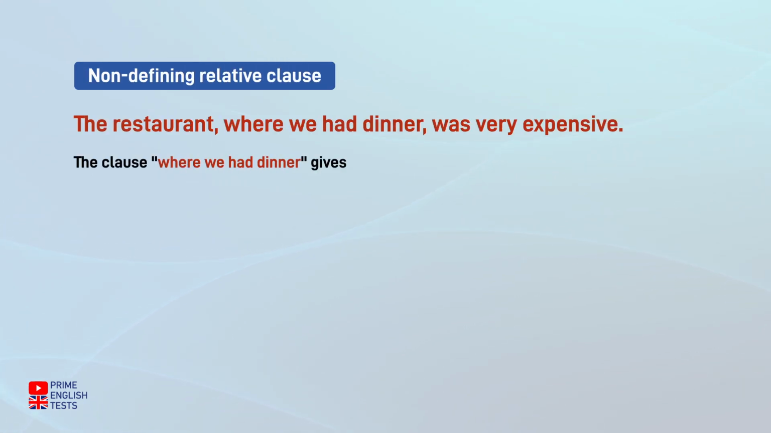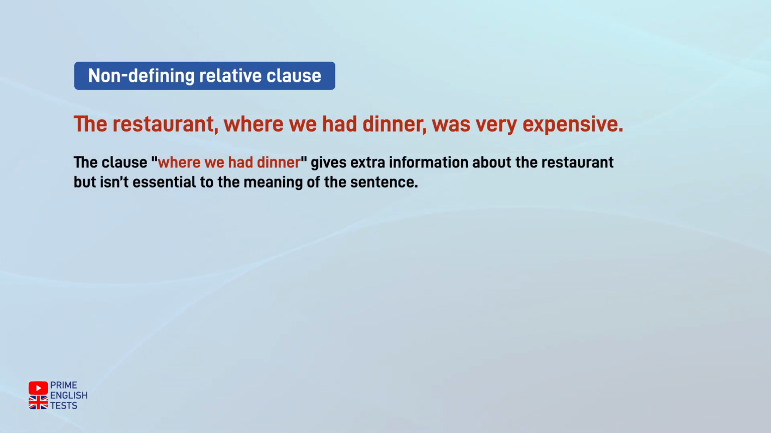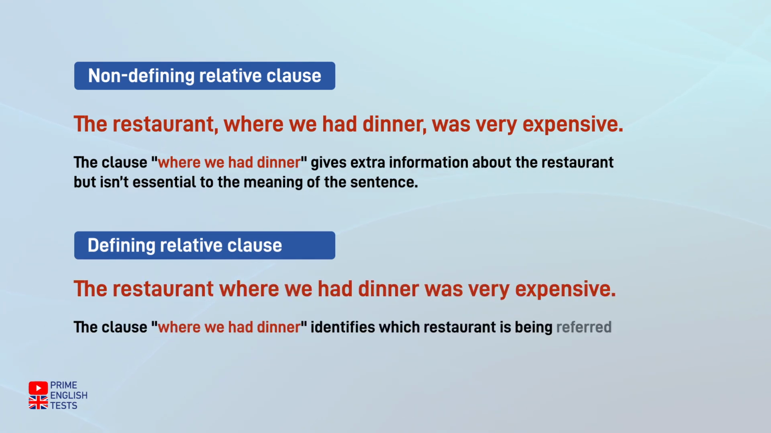The restaurant, where we had dinner, was very expensive. The clause "where we had dinner" gives extra information about the restaurant, but isn't essential to the meaning of the sentence. The restaurant where we had dinner was very expensive. The clause "where we had dinner" identifies which restaurant is being referred to, making it essential.